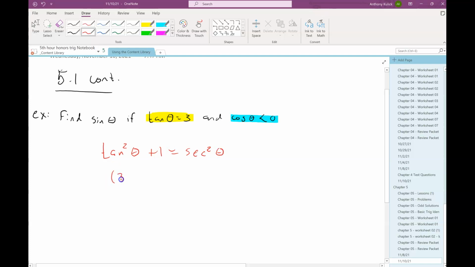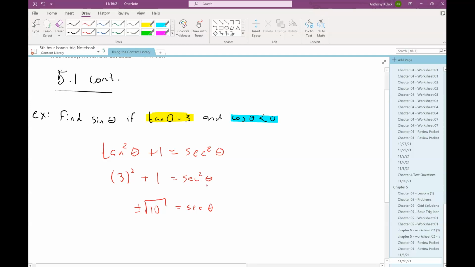Now, since tangent is 3, I can just plug that in. So I have 3 squared plus 1 equals secant squared. So 3 squared plus 1 is 10. And then to get the secant by itself, I square root both sides to get plus or minus the square root of 10. So far, so good?